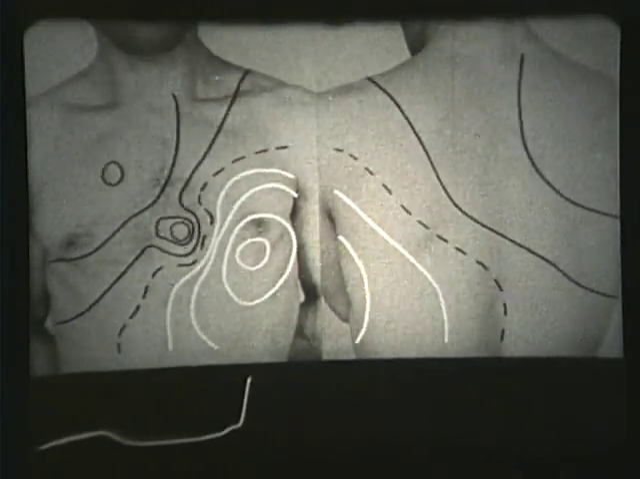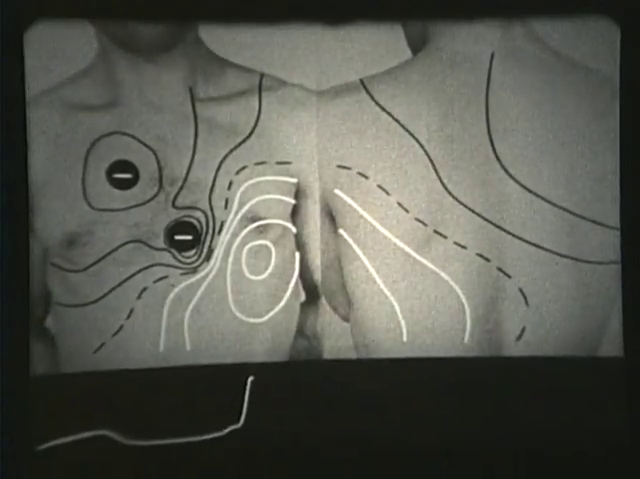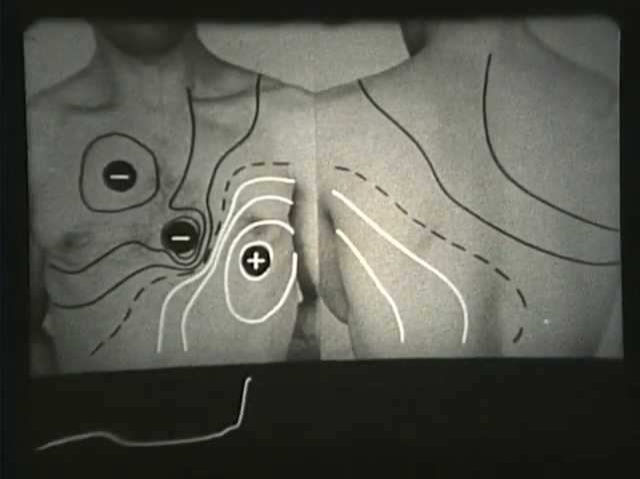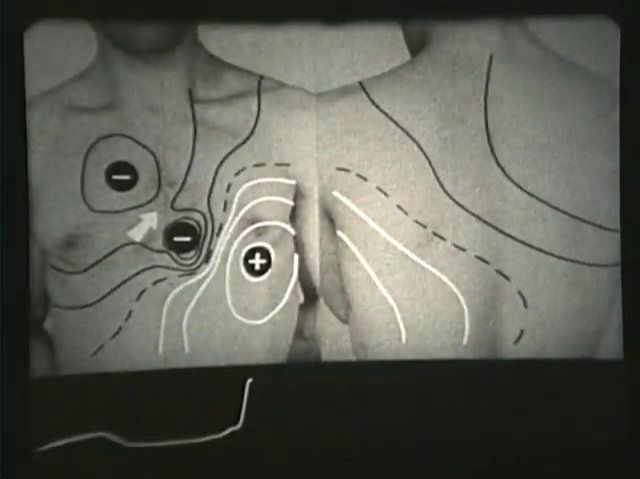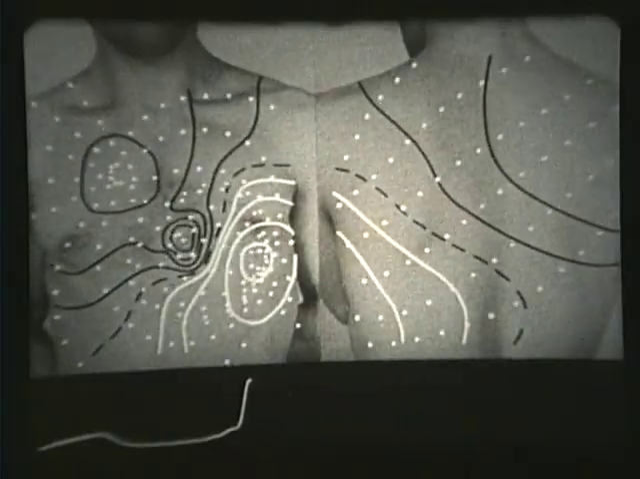The potential pattern on the chest surface shows two minima, one maximum, and one saddle. The pattern of currents is also very complex.